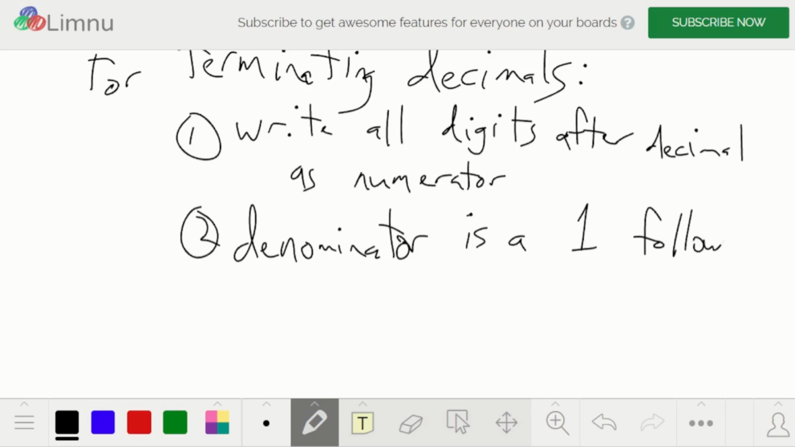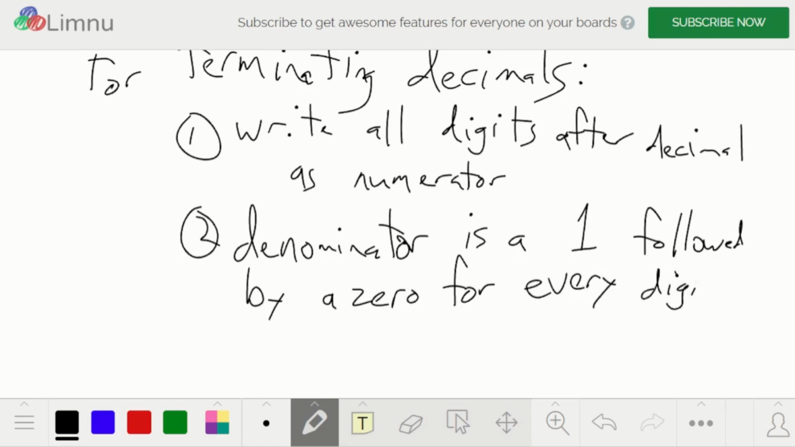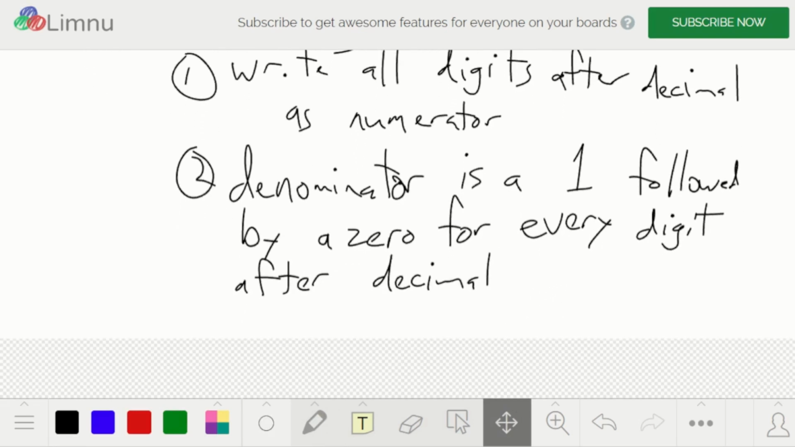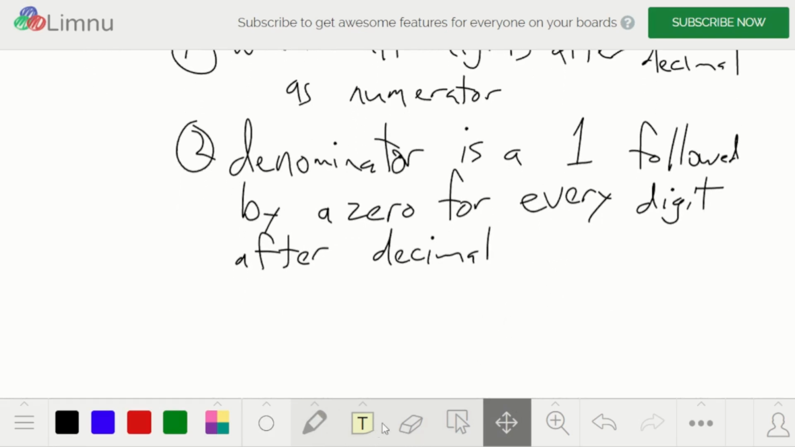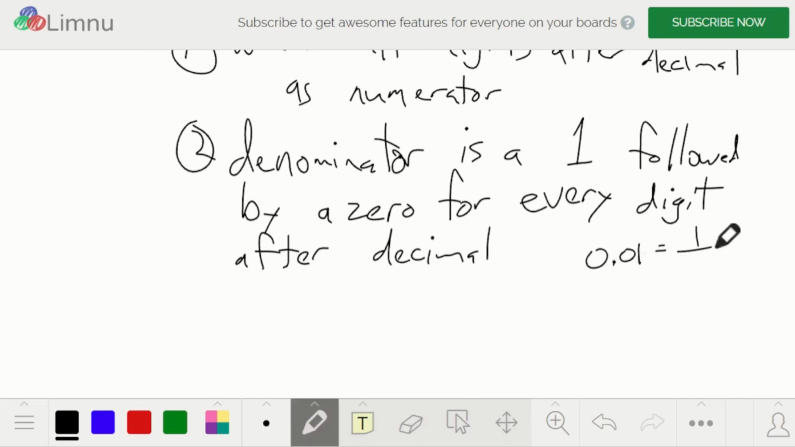So it's a 1 followed by a 0 for every digit after the decimal. And that includes leading zeros. So if your number is 0.01, you're going to write that as 1/100.